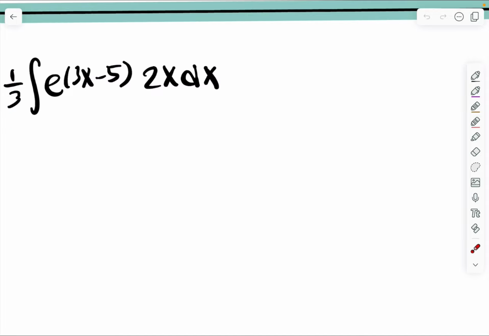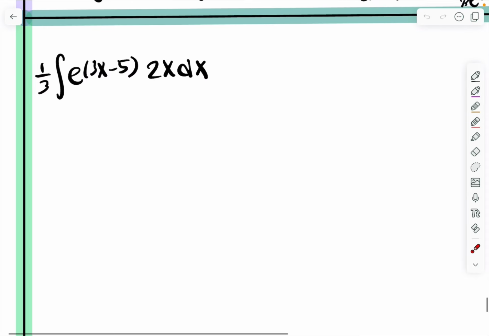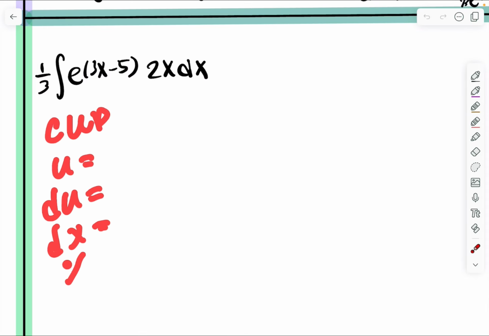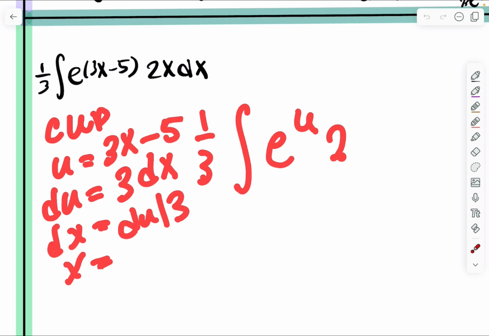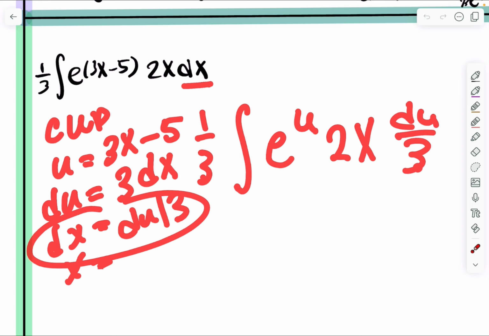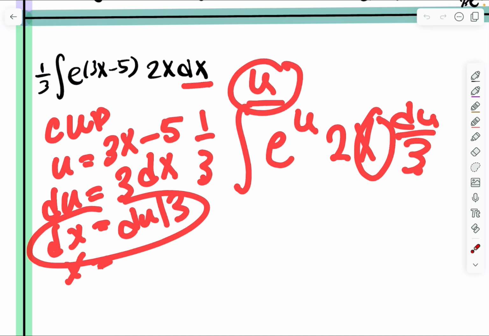What would I do? The first thing that you should always try is u substitution. So we would do CUP, u is what we care about, du, dx. U would be 3x minus 5, this would be 3 dx, this would be du divided by 3, but everything in terms of u, that would be 1/3 e to the u, then 2x, and then dx would be du divided by 3. And then you'll notice that u sub doesn't work because you still have an x in the problem, so it's not completely in terms of u, it's not canceling out, which is an issue.